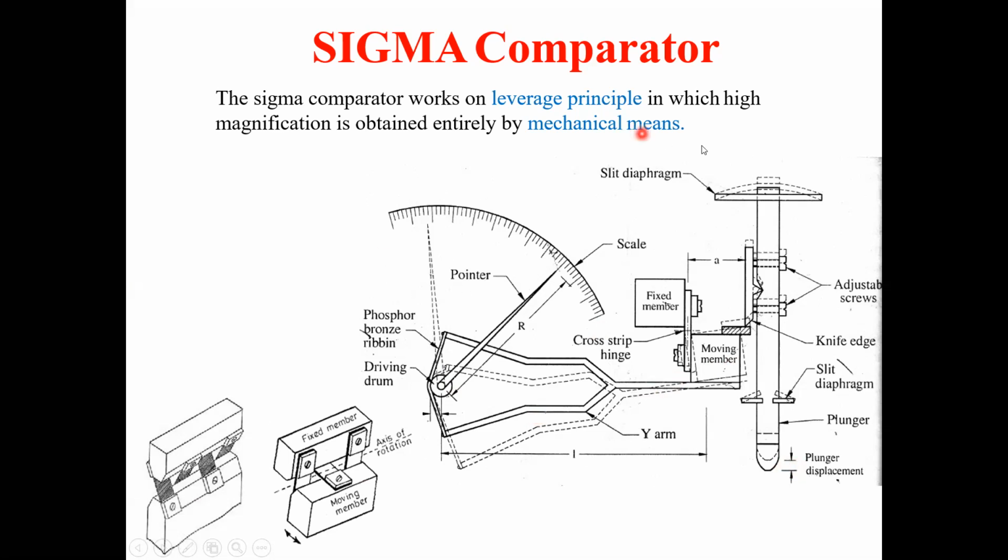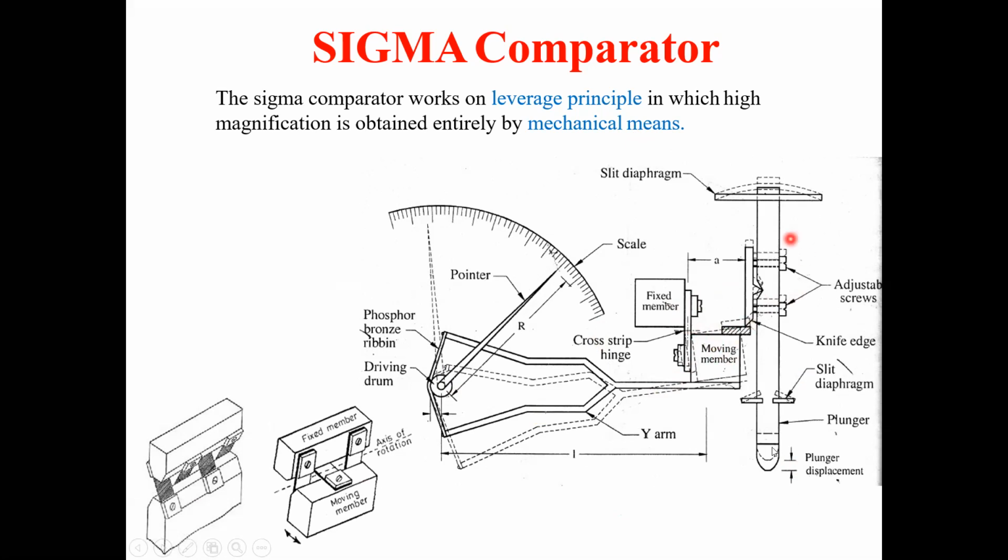The sigma comparator works on the leverage principle, in which high magnification is obtained entirely by mechanical means. That is the reason why this sigma comparator comes under mechanical comparators, completely based on the leverage principle. If you observe here, the fixed member and a moving member, two are attached here on the vertical. It is a moving member, it is a fixed member.